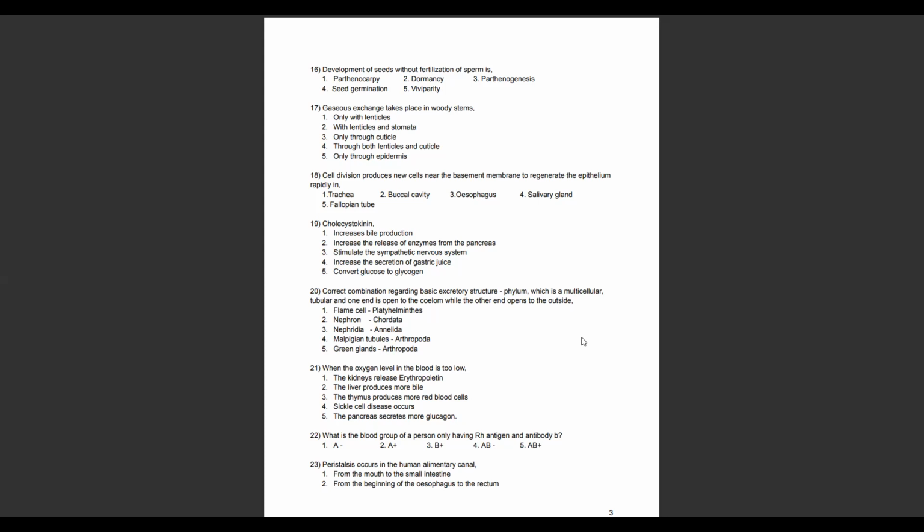Right? Then new cells are present near the basement membrane. All these dead cells are sloughed off and will be replaced by the new cells.